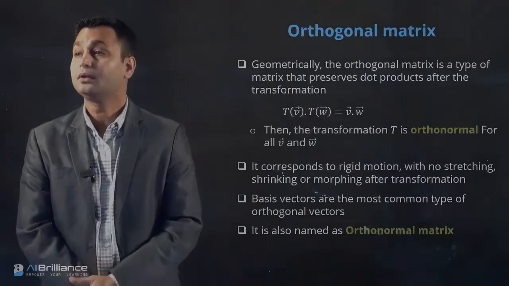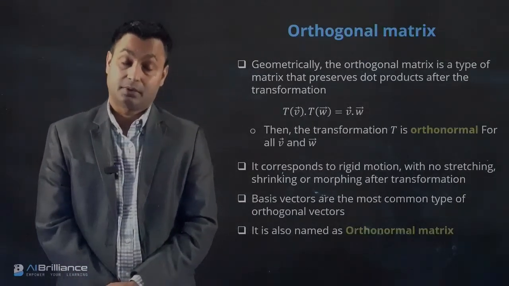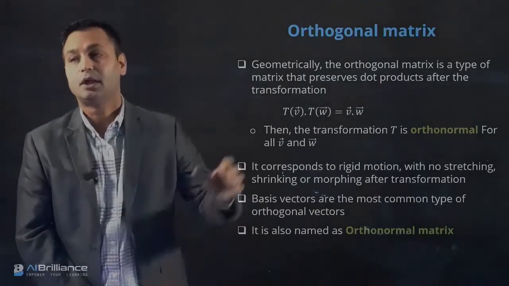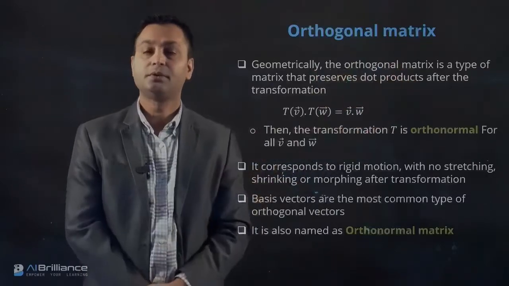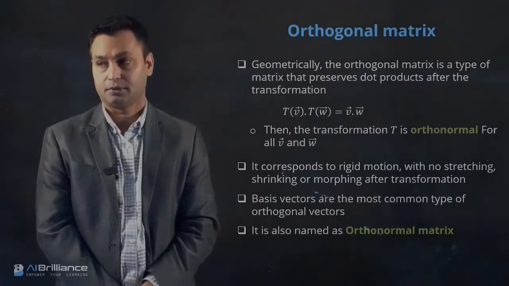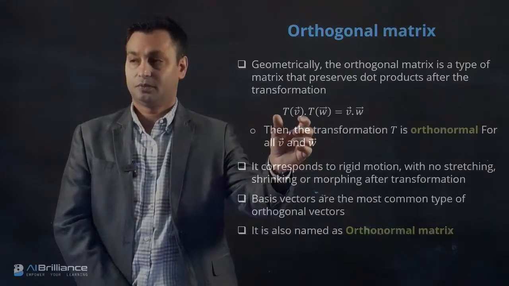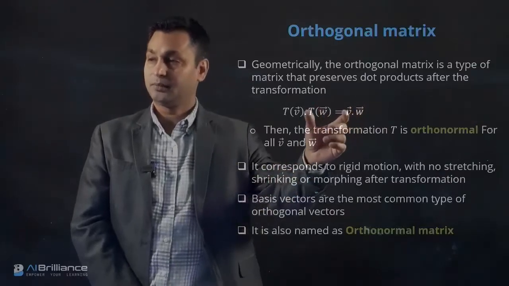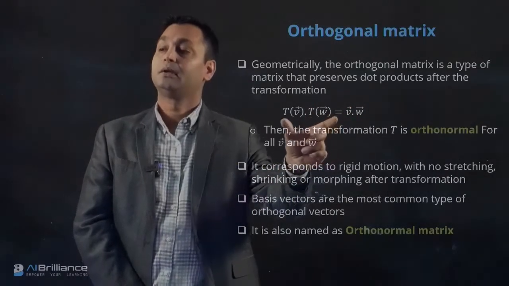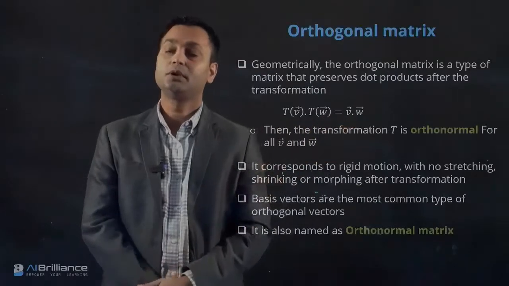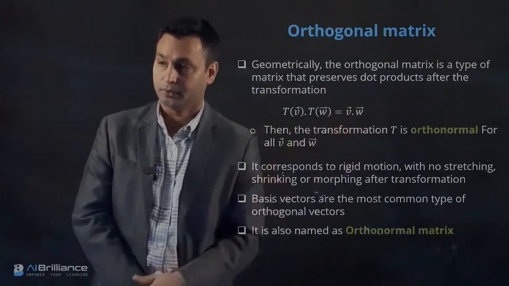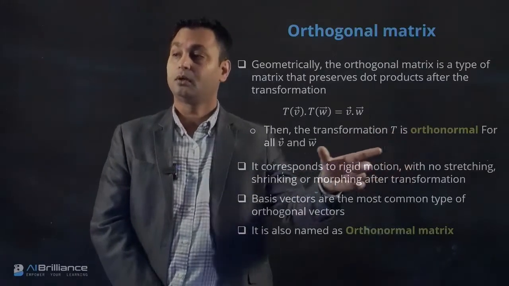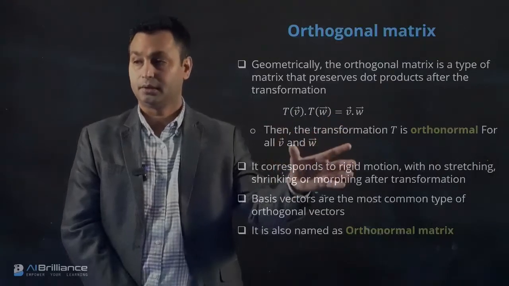Okay. So geometrically, what happens? Again, we are talking about a numerical concept, but what are the geometric intuitions? Geometrically, the orthogonal matrix is a type of matrix that preserves the dot product after the transformation. So if you take a vector V and transform it, and you apply the same transformation on a vector W and take the dot product, that is going to be equivalent to the dot product of V and W vectors.